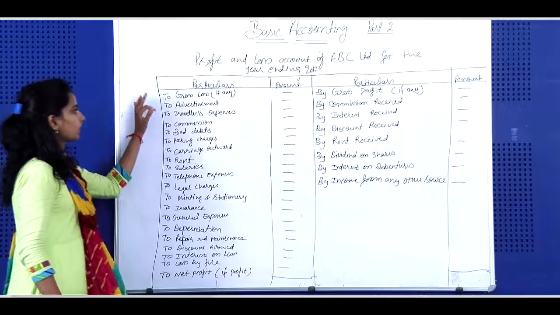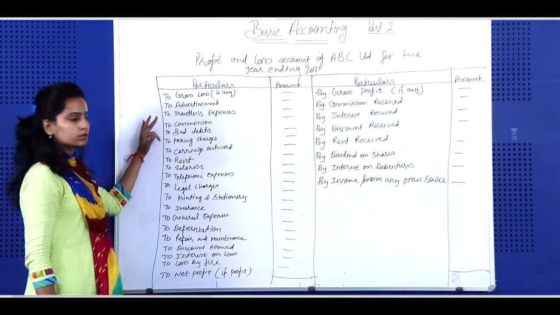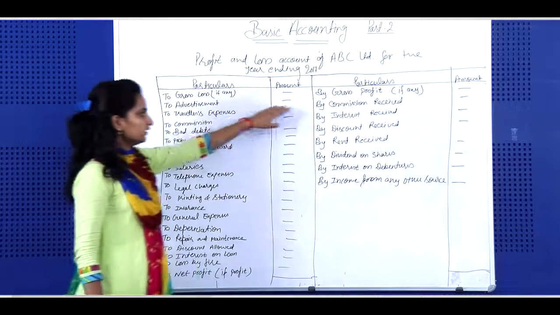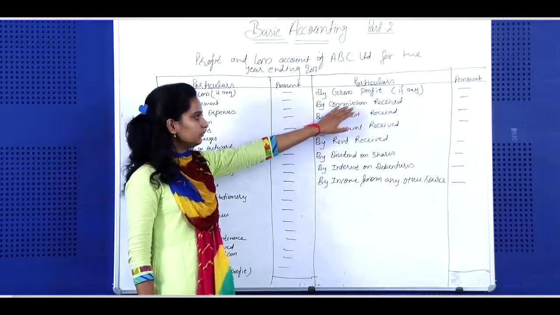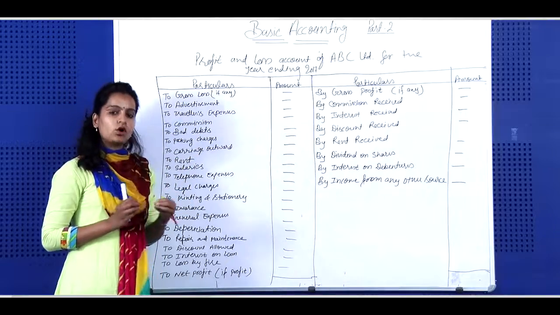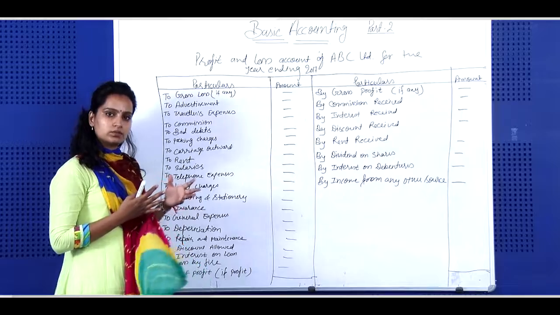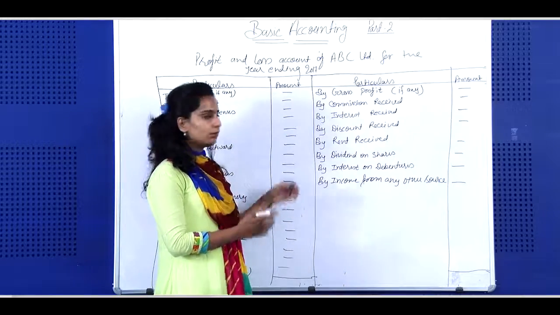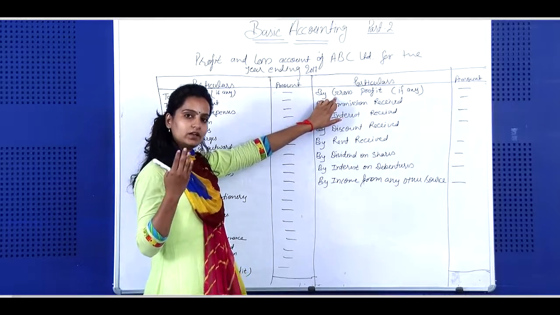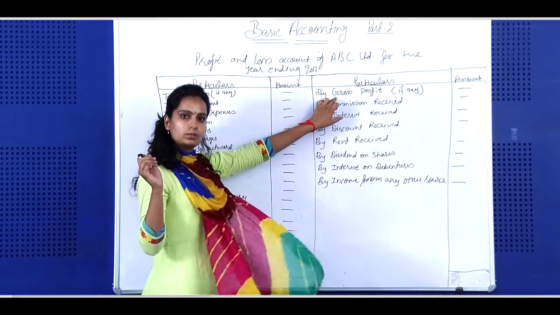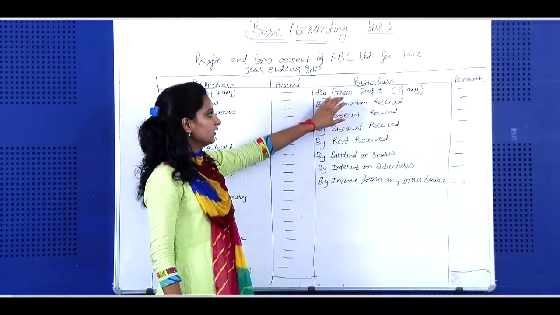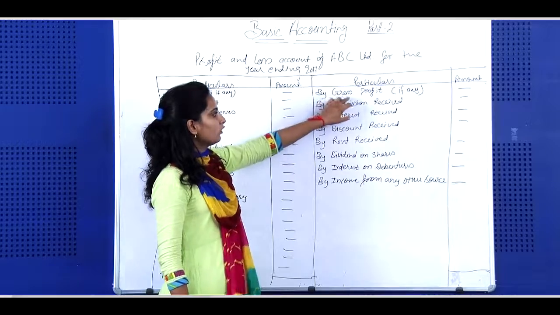For example, I am explaining these terms. The first term is 'to gross loss' or 'by gross profit'. That means in the previous account we have seen there is some profit or maybe some loss. If there was profit, then we transfer that profit to this account on the credit side. Like in the trading account there is 'to gross profit', that profit is transferred to the profit and loss account on the credit side. This term is written as 'by gross profit'.